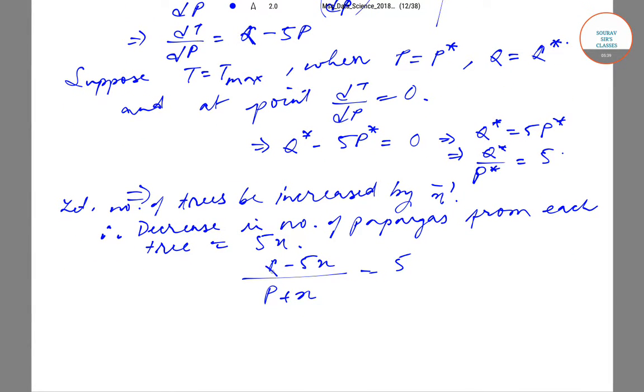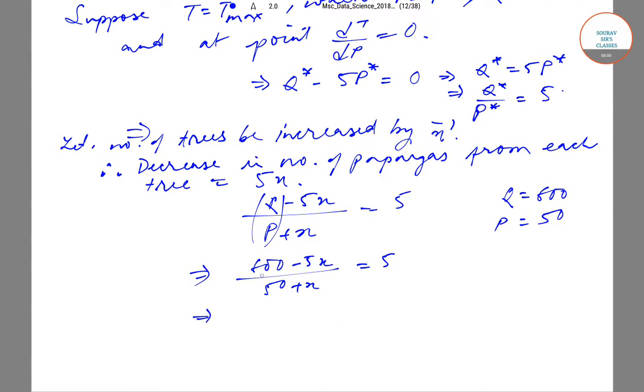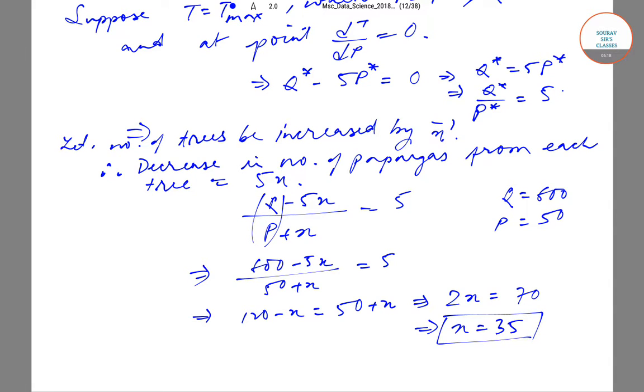Okay, and we already know the values of Q and P. Initially Q was equal to 600 and P was equal to 50. So 600 minus 5x divided by 50 plus x will be equal to 5. Okay, so if we divide 600 minus 5x by 5, this will be 120 minus x equal to 50 plus x, and this will give us that twice x will be equal to 70, and that will ultimately give us that x will be equal to 35. So 35 extra papaya trees must be planted to maximize the total production.